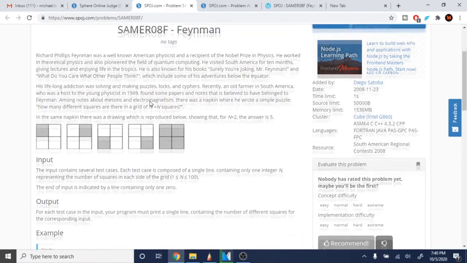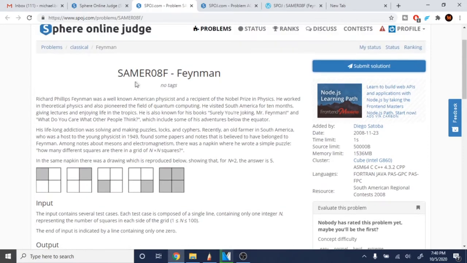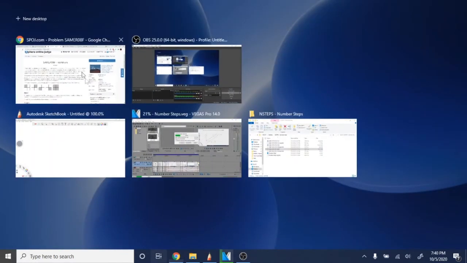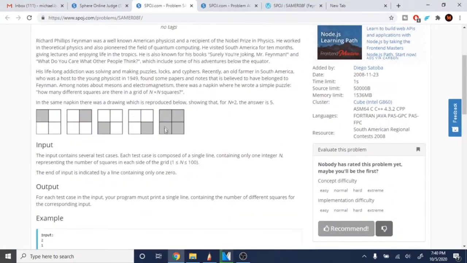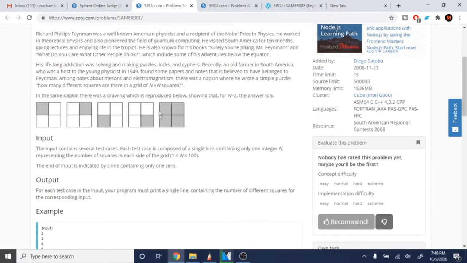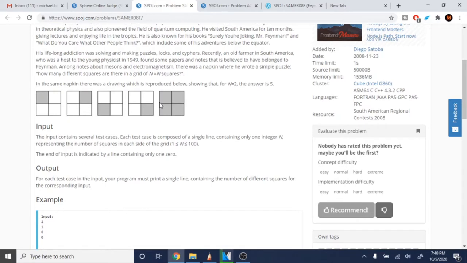Today we are going to go over another problem called SAMER08F Feynman. Basically the gist of the problem is that you're given a value n and you need to figure out how many different squares are in the n by n squares. How many different squares are there in a grid of n by n squares?